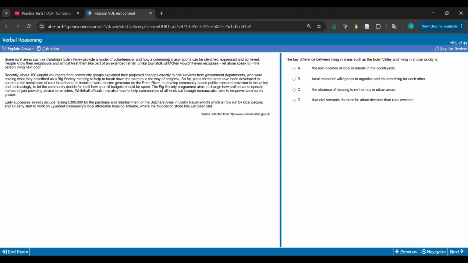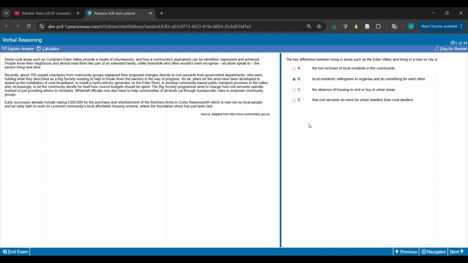So obviously I didn't talk about the passage here, but it's a short passage, quite nice. Okay, so some rural areas such as Cumbria's Eden Valley provide a model of volunteerism and how communities' aspirations can be identified, expressed, and achieved. People know their neighbours and almost treat them like part of an extended family, unlike townsfolk, who wouldn't often recognise, let alone speak to, the person living next door. So I'd probably say this is going to be the answer: willingness to organise and do something, because it's something about people and their communities basically. C doesn't make sense, A doesn't make sense, only B can make sense.